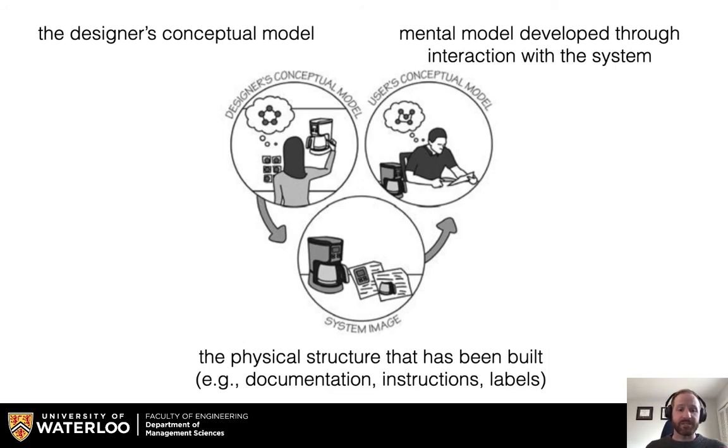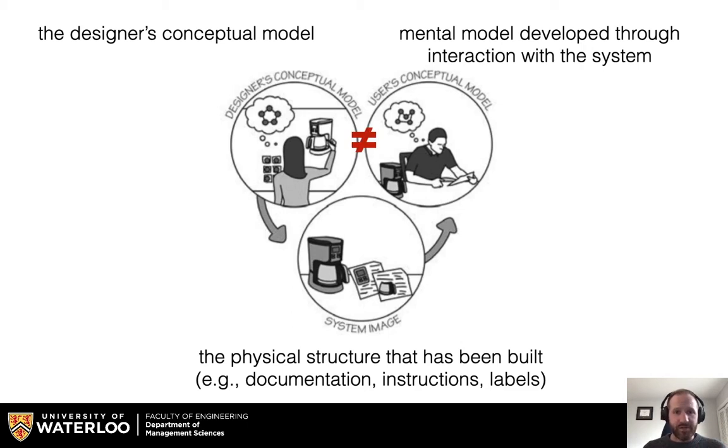This is documentation, instructions, and labels. So they might be reading the documentation, they may be trying to interact with the coffee maker, they may have other memories of how to work with similar coffee makers, and all of that is how the system image articulates this, by maybe trying to evoke a standard coffee maker look, or by using affordances or all these other signifiers to tell people how to interact with it. And that's how you, as a designer, are able to communicate with the user.